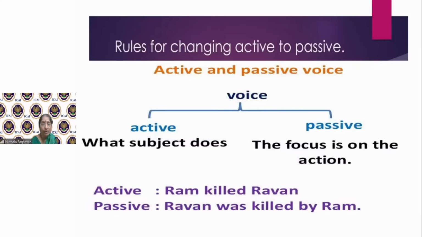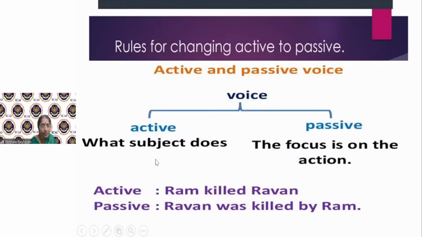Now, look at the active voice and the passive voice. What the subject does becomes important in an active voice. The focus is on the action in the passive voice. For example, Ram killed Ravan. Ravan was killed by Ram. So you add a by to make it passive, and you also say was killed.